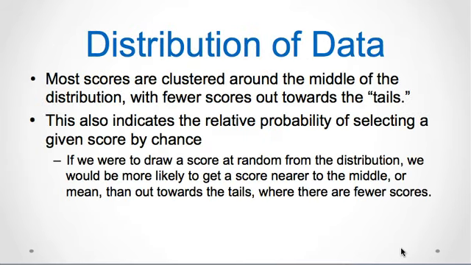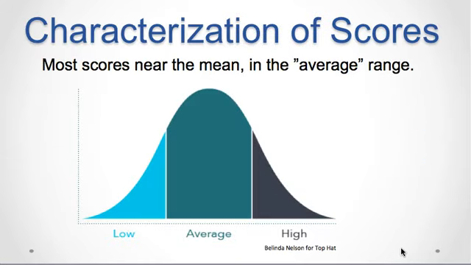In a distribution of data, most of our scores will be clustered around the middle of the distribution, with a few of our scores out towards the tails. This also tells us the probability of selecting a given score by chance. If we were to pick a score at random from the distribution, we would be more likely to get a score that is closer to the middle or the mean than out towards the tails where there are fewer scores. Most of our scores will be near the middle in what we call the average range.